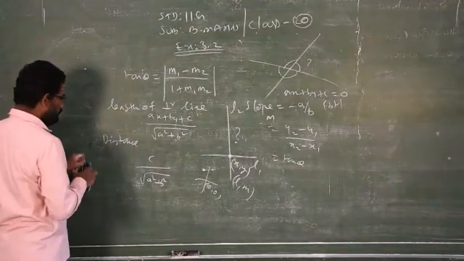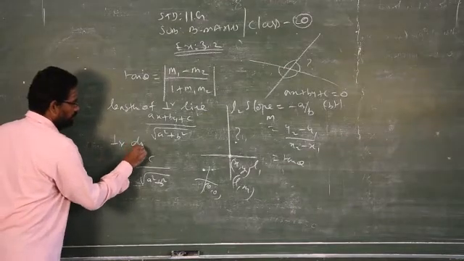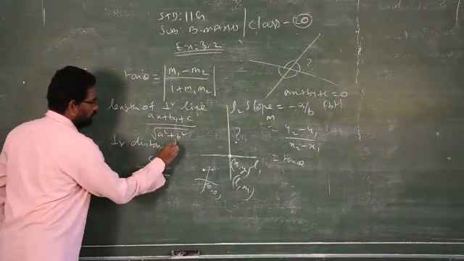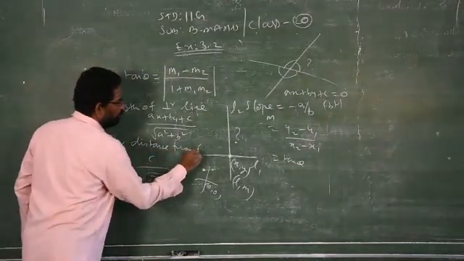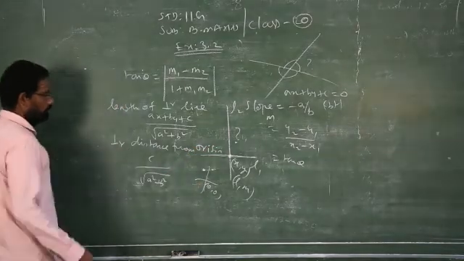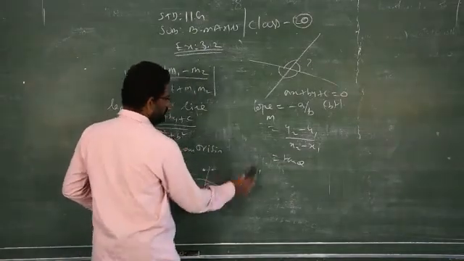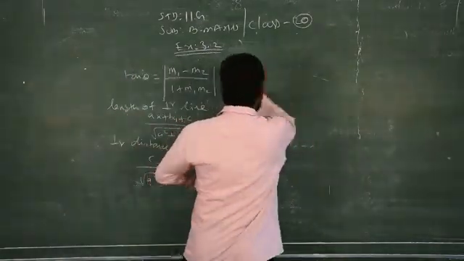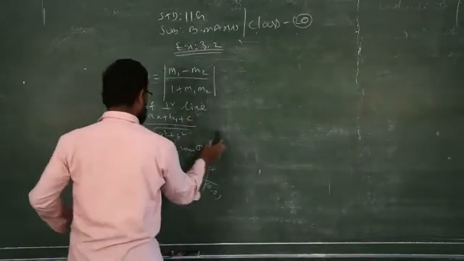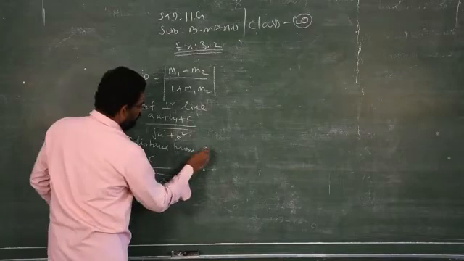So this is the length of the perpendicular from the given point, and this is the perpendicular distance or length from the origin, that is 0, 0. Clear? So this is a very important concept. This you have to memorize, from the origin.